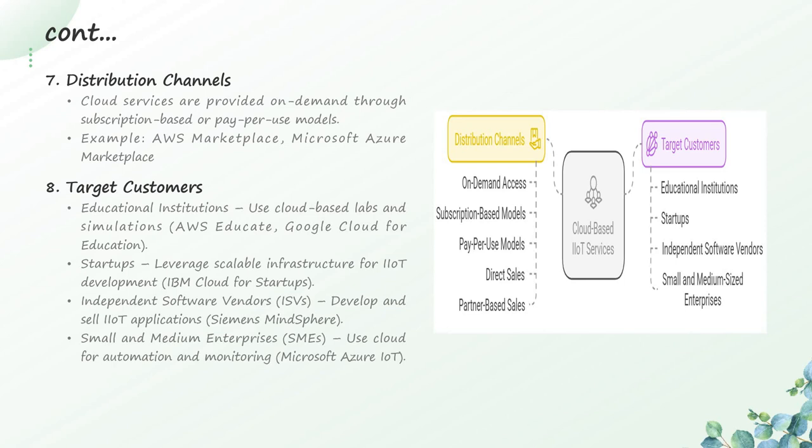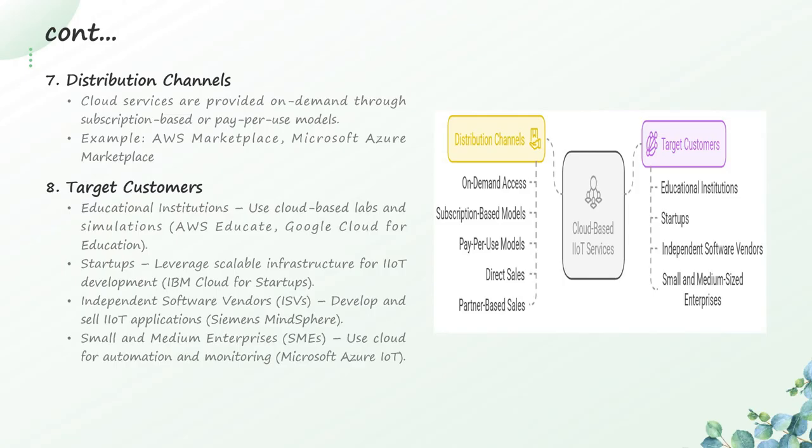Then you have target customers. Here target customers are those who use the cloud based industrial IoT solutions. Like you have educational institutions, which use the cloud based labs and virtual simulations for industrial IoT research and student learning. For example, you have Google Cloud for Education, AWS Educate. Then the target customers can also be the startups, which leverage the scalable cloud infrastructure in order to develop and test industrial IoT applications with minimal investment. For example, you have IBM Cloud Startup Program.